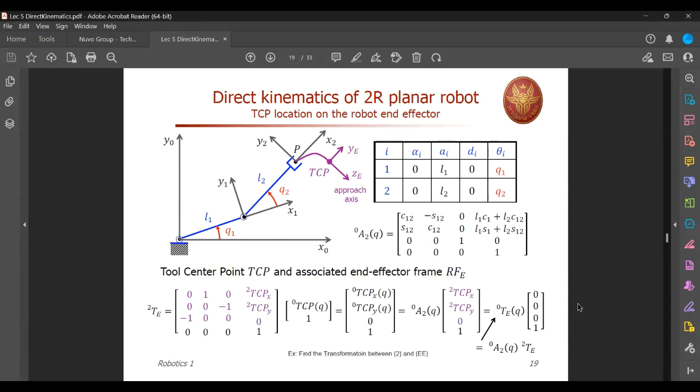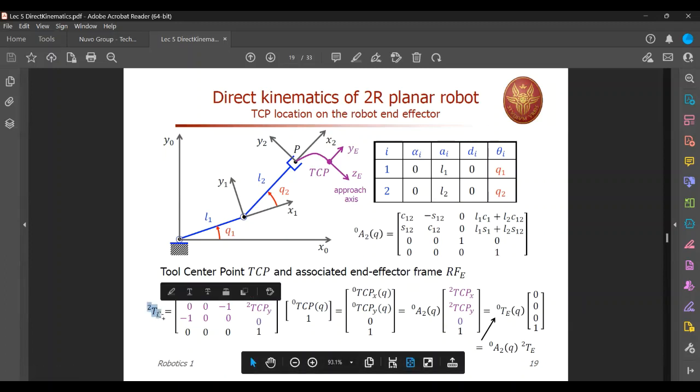Now we have studied the DH parameters, DH table, homogeneous transformation matrices, and then also how to add an end effector, right? And how to figure out this coordinate frame from frame 2 to the end effector frame. Any questions, please?